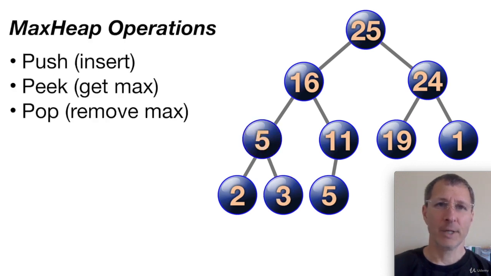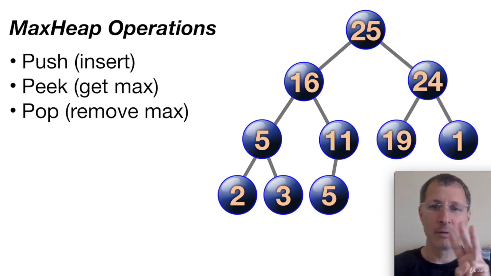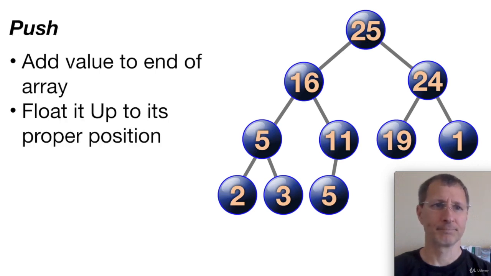Now max heap operations, like I said, these are exactly the same operations that we just covered for stacks and queues. So we want to be able to insert or push an item onto the heap. We want to be able to peek, find out what is the max item on the heap without popping it off. And then we want to be able to remove an item from the heap and return it, which is a pop operation. So the same 3 operations for heaps as we had for the previous 2 data structures. Let's look at how those work.